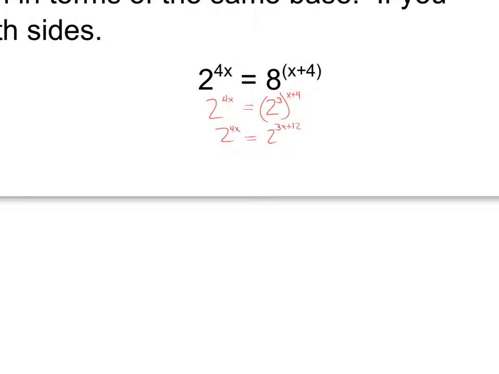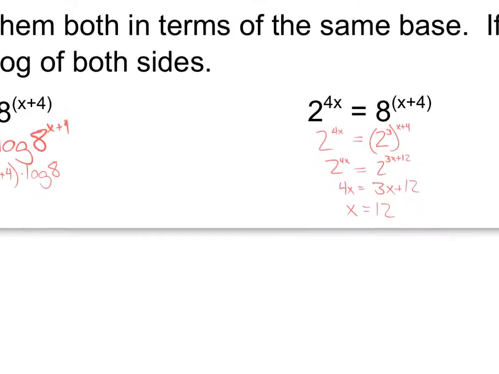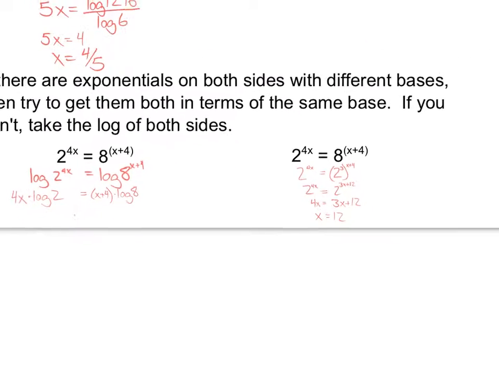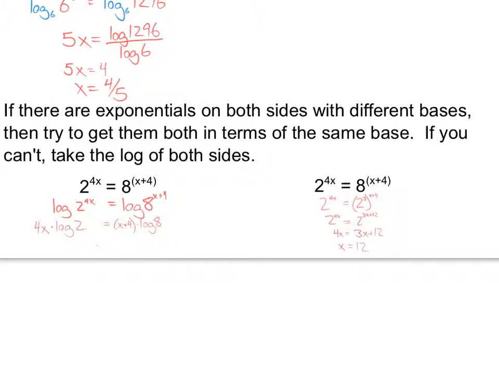And now we're back to that first case where our bases are the same, so therefore the exponents must be the same. And you get x equal to 12. Okay? Now, we would have gotten the same answer doing it the previous way, and there are some times when we just have to do it the previous way, but this is a nice method to use if you can. Okay? Questions?